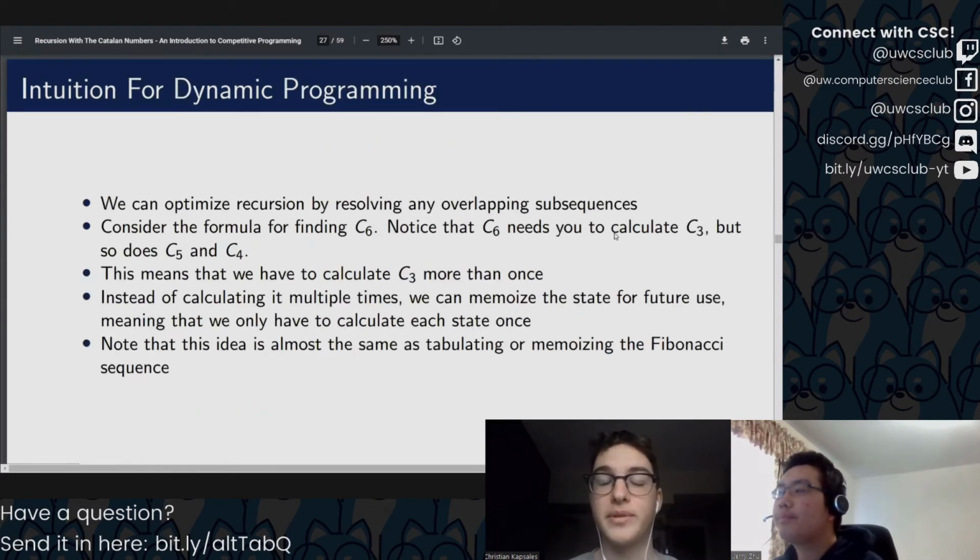There is a way to optimize this recursive algorithm by resolving any overlapping subproblems. So consider the formula for finding the 6th Catalan number. Notice that C6 needs you to calculate C3, but so does C5 and C4. So this means that we have to calculate C3 more than once. That's very inefficient. So instead of calculating it multiple times, we can memoize the state for future use. This means that we only have to calculate each state once. And you can note that this idea is almost the same as tabulating or memoizing the Fibonacci sequence.